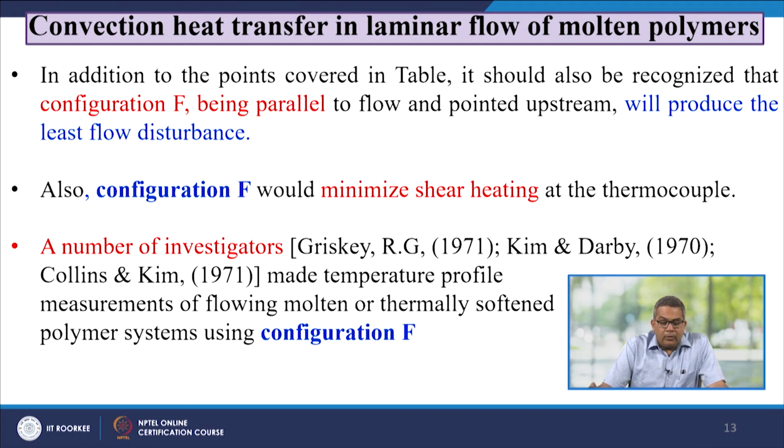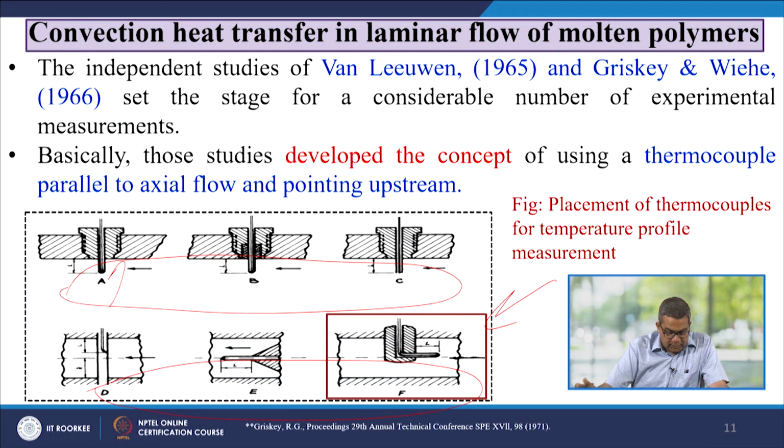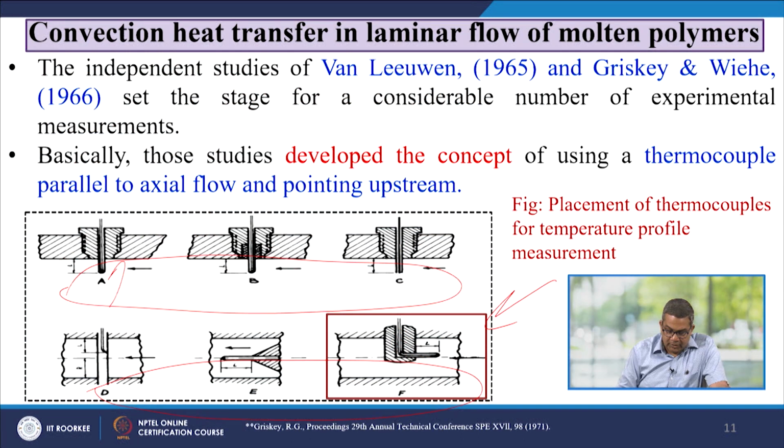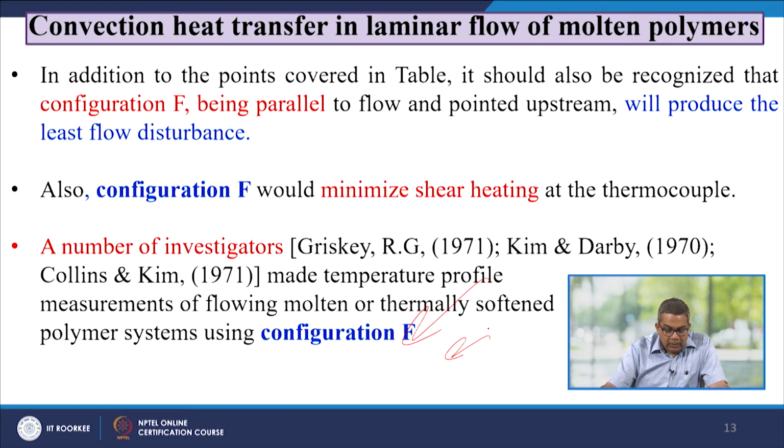When we are talking about the heat transfer in the laminar flow of molten polymers, the point covered in this particular table is that it should be recognized that configuration F, being parallel to flow and pointed upstream, will produce the least flow disturbance. So also this configuration F would minimize the shear heating at the thermocouple.